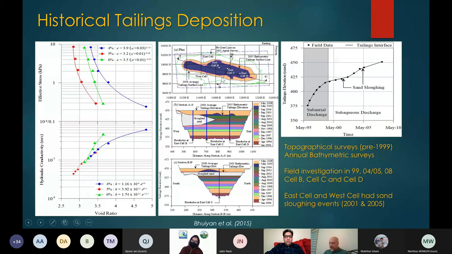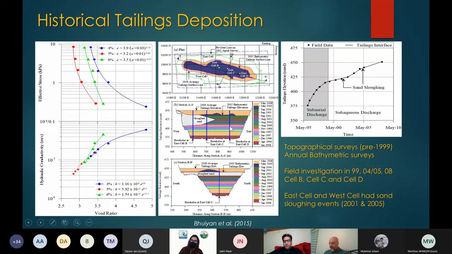And then these cross sections were based on the consolidation behavior of the deposited tailings, and then he double-checked the settlement of the material through different topographical surveys, for example in 1999, and then many field investigations in 2004 and 2005, in 2001 separately, and 2008 also in cell B and cell C and cell D. These are the vertical blue lines with respect to cross-section AA, and the lower one is with respect to cross-section BB.